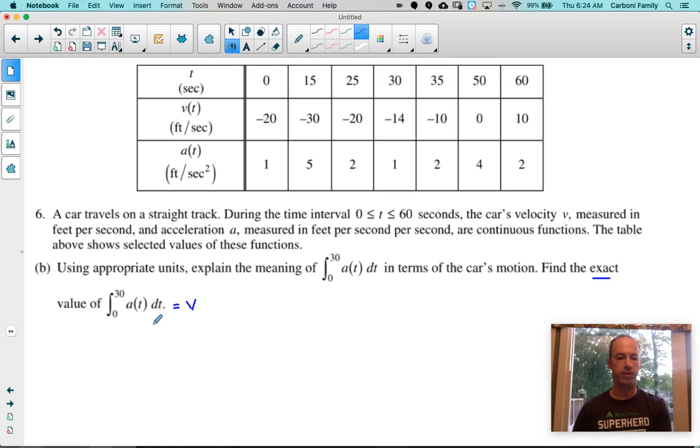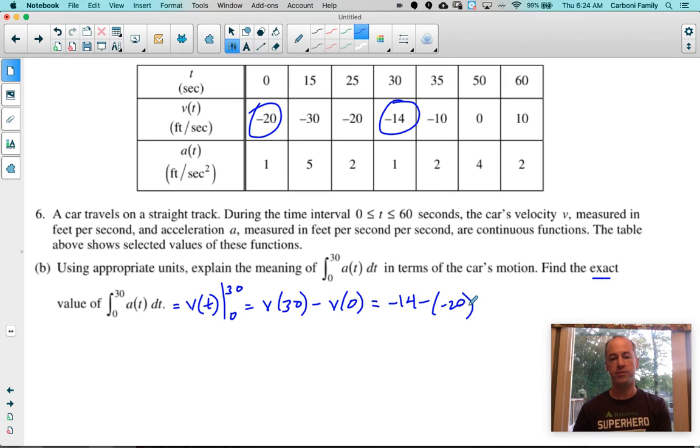Actually, I'm going to answer the second part first. So if I find the antiderivative of acceleration, that would be the velocity function from 0 to 30. That is how you do exact answers for definite integrals. You find the antiderivative, then you evaluate it from upper limit to lower limit. And we could get the exact value this time because we have the velocity at 30 and we have the velocity at 0. So the answer is going to be -14 minus a -20, which ends up being a +6. And so there is the value.